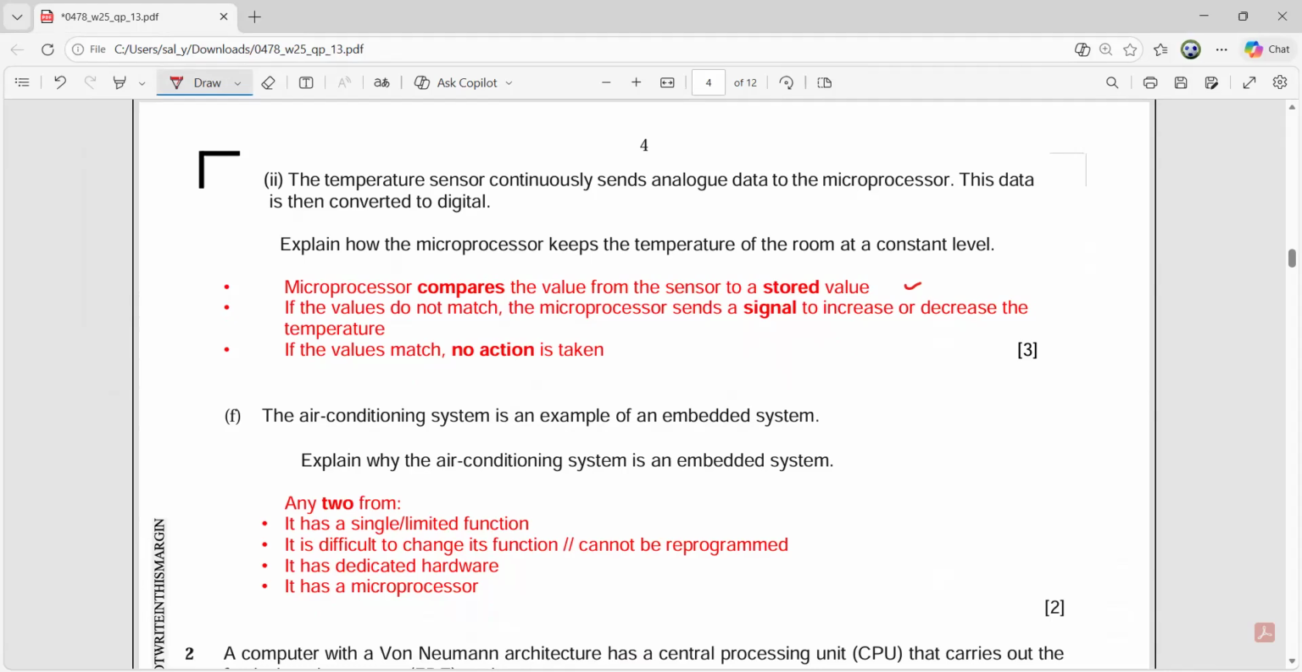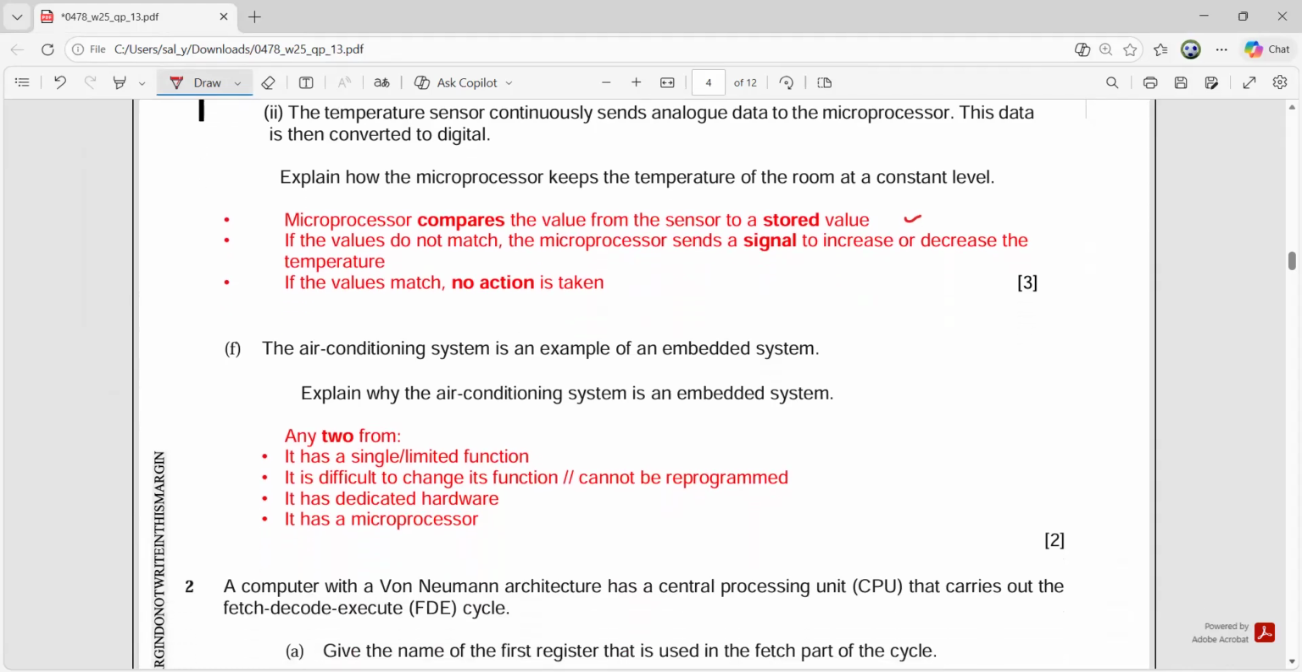It has a dedicated hardware. It has a microprocessor. So if a child has written any of these 2 points, he will be gaining 2 out of 2 because he has explained the reason why the air conditioning system is an example of an embedded system. It has a dedicated function. It cannot perform any other task except for what it is meant for. Similarly, other embedded system devices are like a toaster, microwave oven, etc. They all contain an embedded system because they have a set task. They do not perform any other task except for what they are designed for.